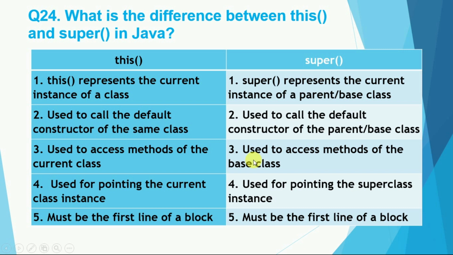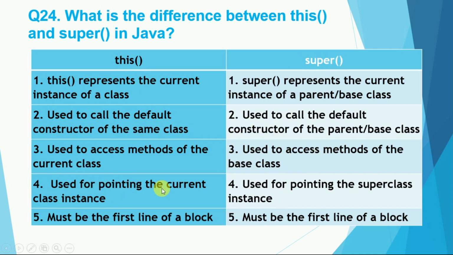But if we are using child and parent concepts in our classes, and there is a parent class and base class, and we want to call the default constructor, represent the current instance, and use access methods of the base class, then we need to use super to refer to the particular parent class and the particular default constructor. If we want to use an access method of the current class, we can use this, but if we want to use the access method of the base class, we need to use super.